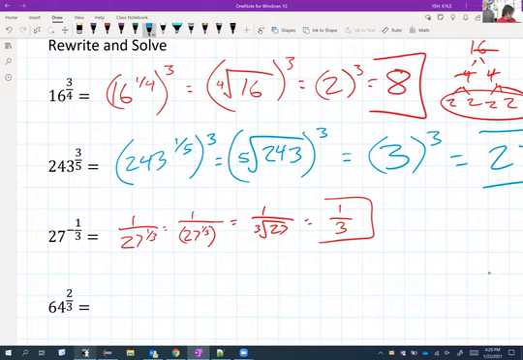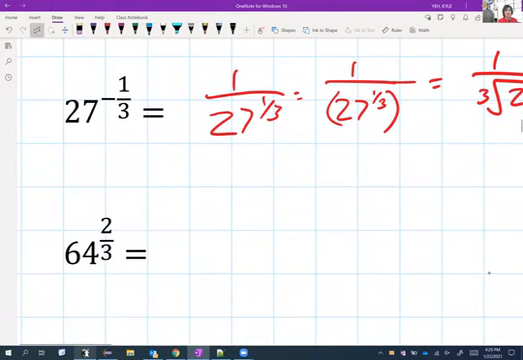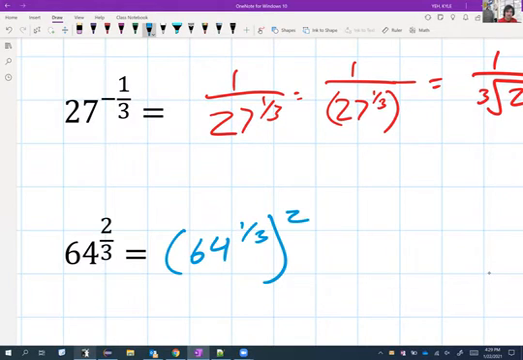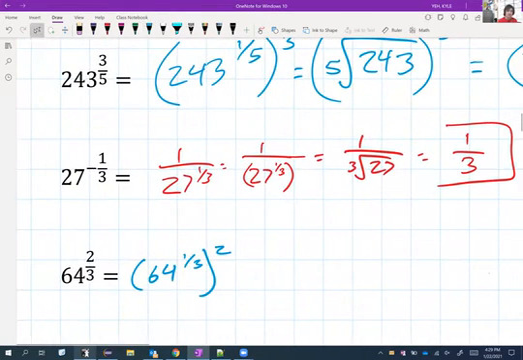All right, 64 to the 2/3 power. I don't want to do 64 squared. I would much rather do 64 to the 1/3, find the cube root, and then now that it's a small, easy number, I can square that. So 64 to the 1/3 squared.